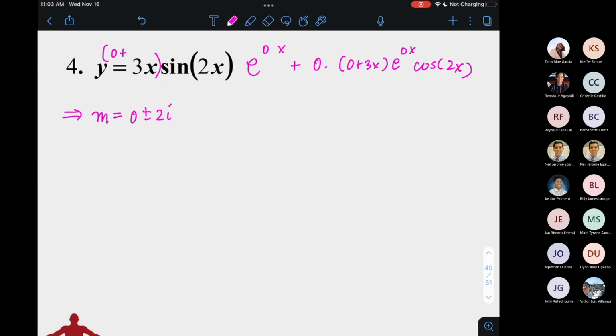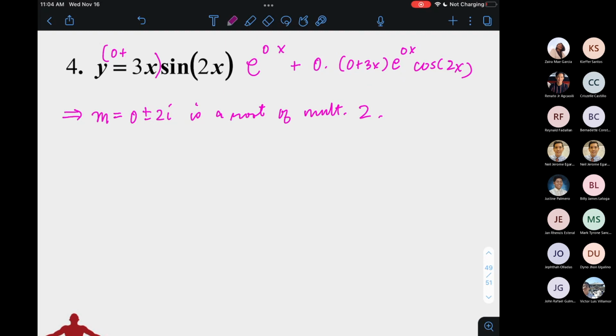Yeah, thank you, Kiefer, Justin, and Billy James. Okay? So, lagi kang may plus or minus 2i na solution. Kaya lang merong linear multiplier. So, what does that linear multiplier mean? That linear multiplier suggests to us that plus or minus 2i is a root of multiplicity 2. Right? Kaya tayo nagkakaroon ng linear multiplier kapag yung ating root ay multiplicity 2.